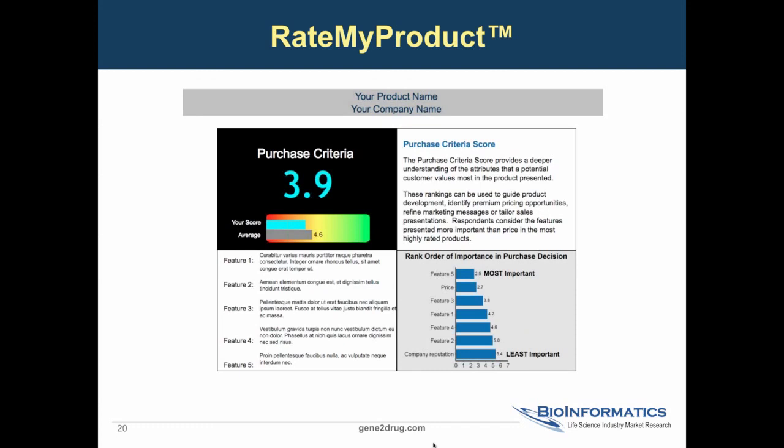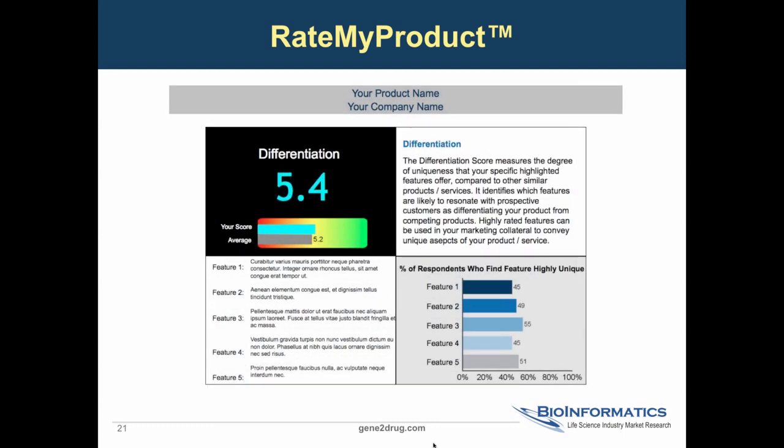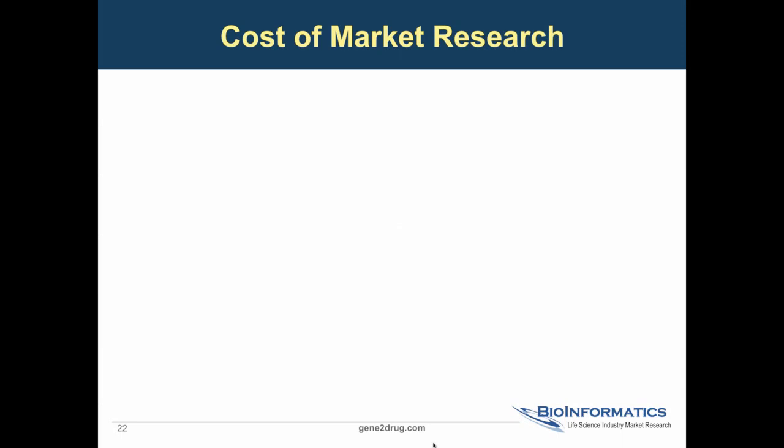Your purchase criteria score provides an understanding of the attributes that a potential customer values most in the products presented. And finally, your differentiation score indicates how unique your product features are compared to your competitors. So, Rate My Product can provide a snapshot of your product's performance to quickly identify strengths and weaknesses, the missing piece of the puzzle. Plus, you can assess how your product is performing against industry averages.